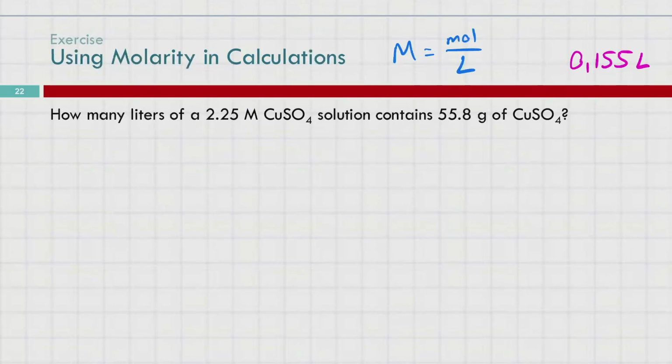So we are trying to look for liters. Liters is at the bottom part of our moles over liters. So to solve for liters here, we'd multiply both sides by liters, divide both sides by molarity, and we would discover that liters equals moles over molarity, if we want to do it with some algebra like that. We've got 2.25 molar. We need to find the number of moles.